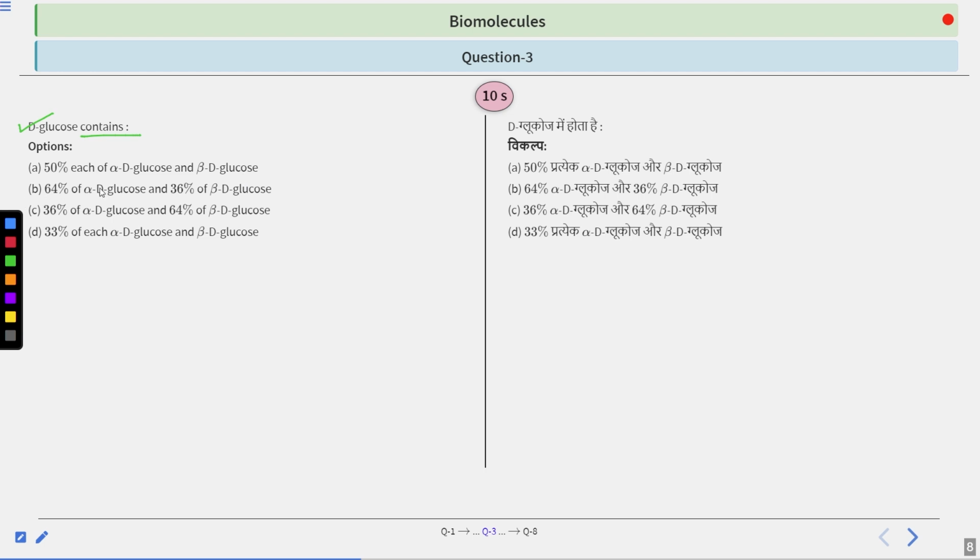Or 64% of alpha D-glucose and 36% of beta D-glucose, or 36% of alpha D-glucose and 64% of beta D-glucose, or 33% each of alpha D-glucose and beta D-glucose. So you have to tell which is the correct composition for D-glucose. You have 10 seconds to think about this question. After that, we will move on to our correct answer.